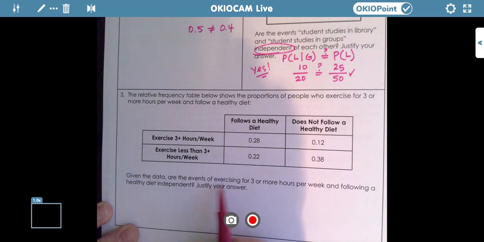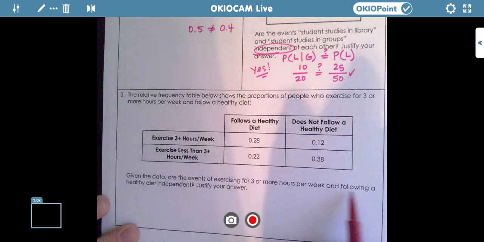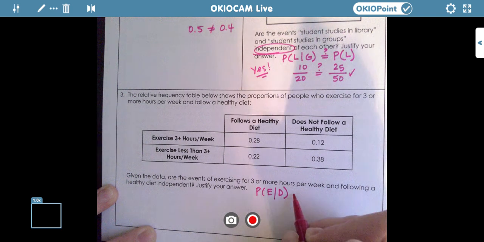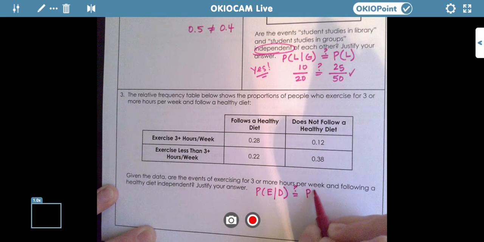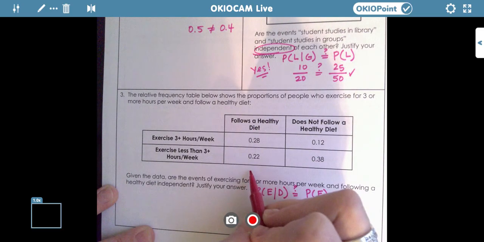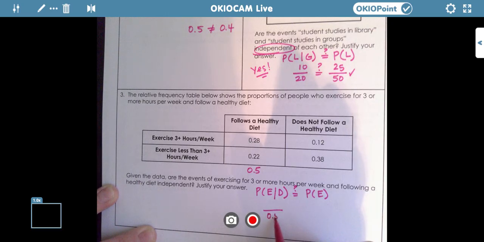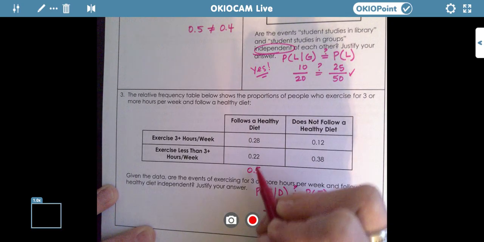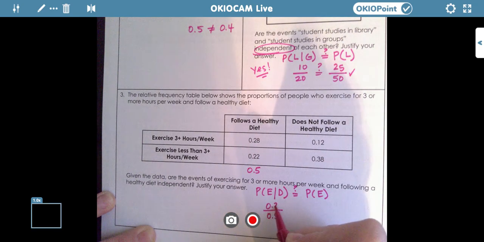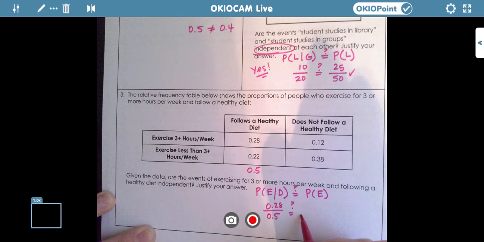So here, given the data, are the events of exercising for 3 or more hours per week and following a healthy diet independent? So probability of exercising given diet, we're trying to see, is that equal to the probability of just exercising? So exercising given diet. So let's see, following a healthy diet, we have to add these two together to get that total. So we get 0.5 here. So 0.5 down here. And then those who exercised 3 or more hours a week, that's the 0.28 here. And we're trying to compare that to this one here.